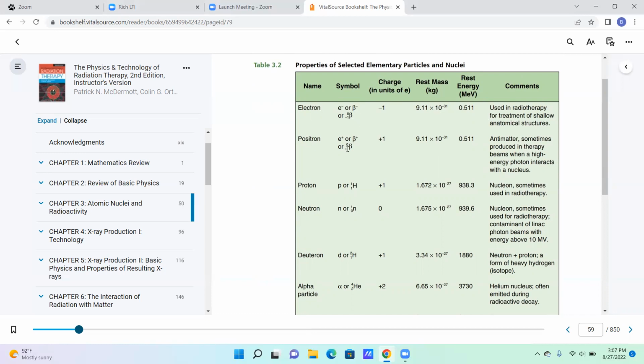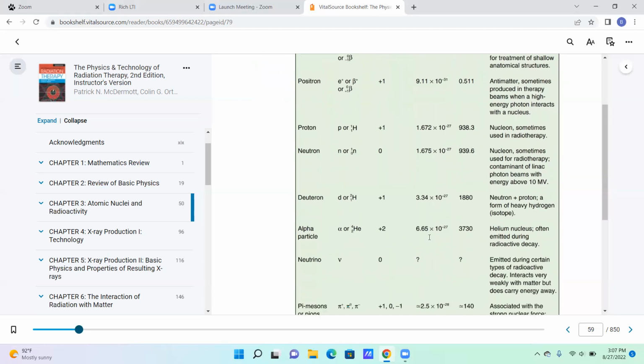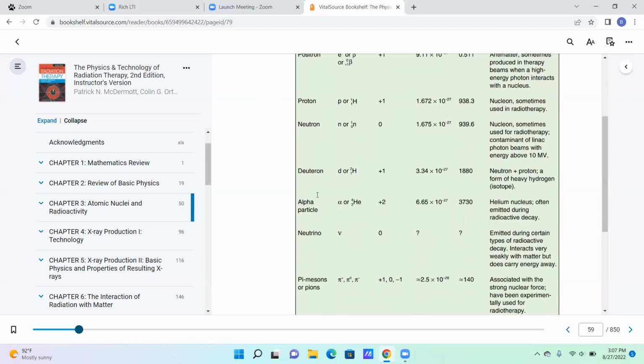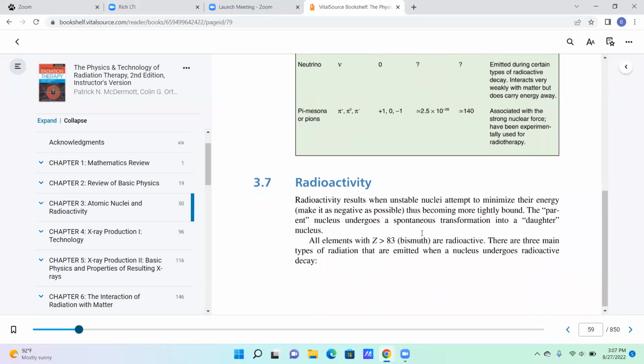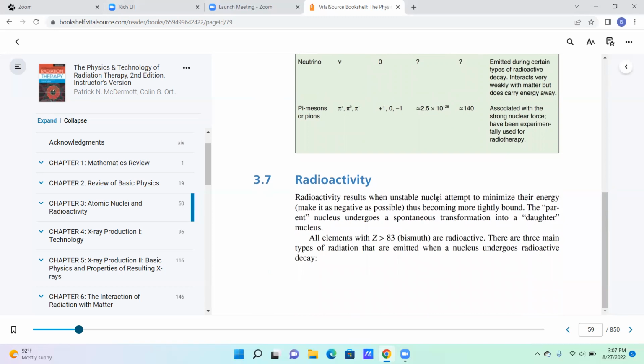You'll notice the comparisons between the two, the charge, mass, and the rest energy. You've got a proton, and then you've got a neutron. These aren't opposite particles, but you can see some of the similarities here. You've got the deuteron, you've got an alpha particle, you've got a neutrino, and pi mesons or pions, which are interesting all unto themselves. But all of that leads into the concept of radioactivity.